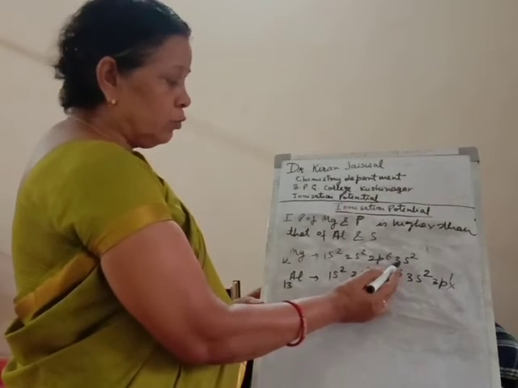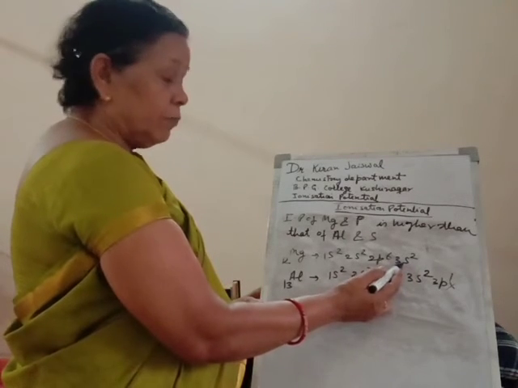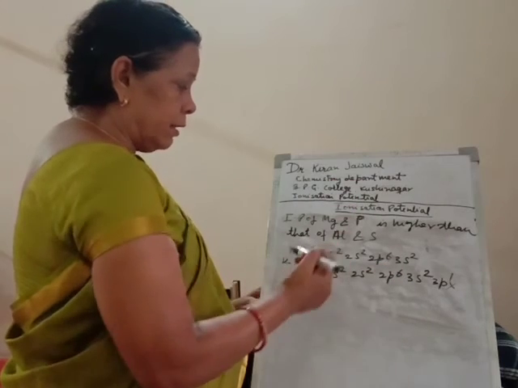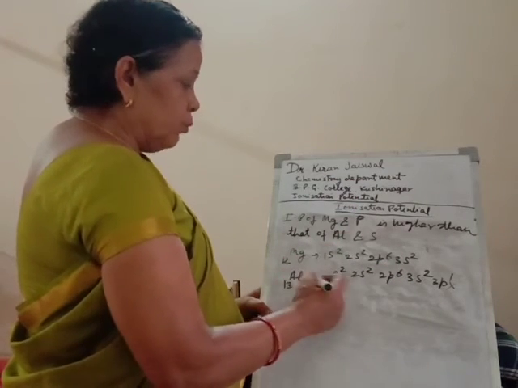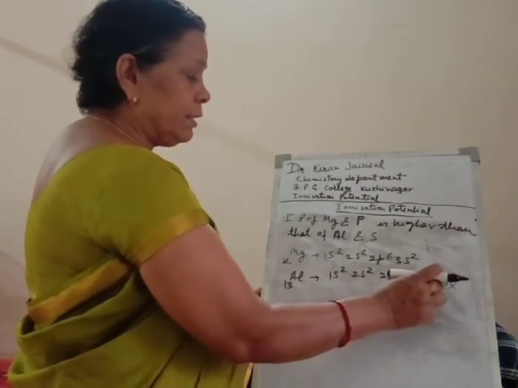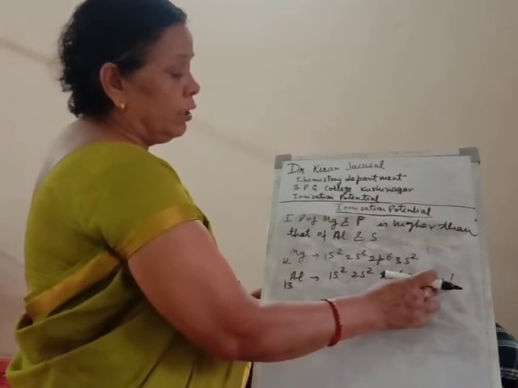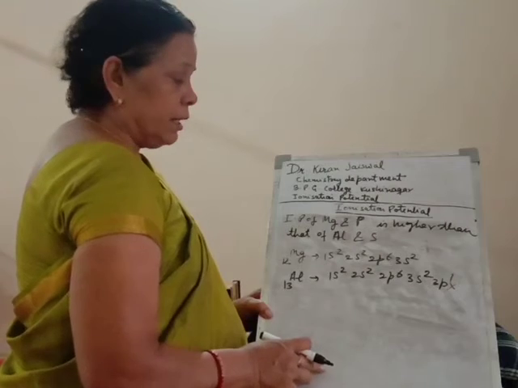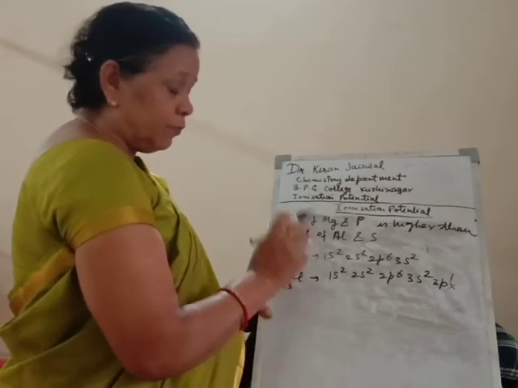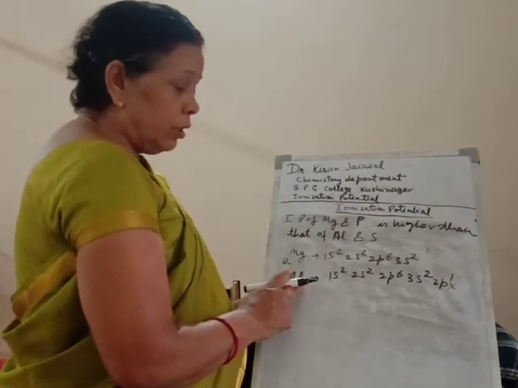So a large amount of energy will be required to remove this electron in magnesium in comparison to aluminum. In aluminum, there is an incomplete p orbital, so a small amount of energy will be required to remove the p electron. So the ionization potential of magnesium is higher than that of aluminum.